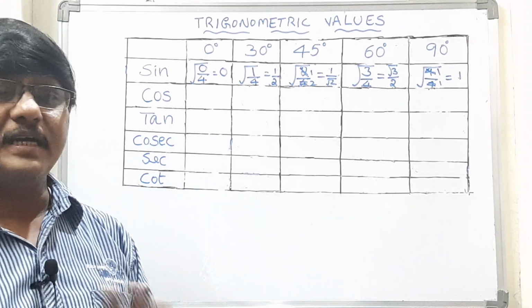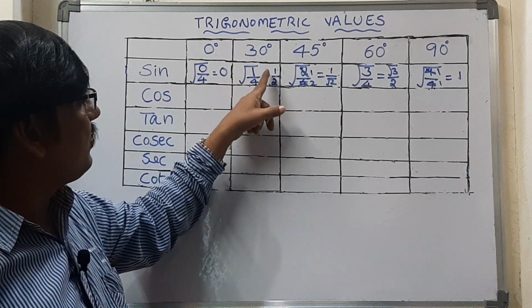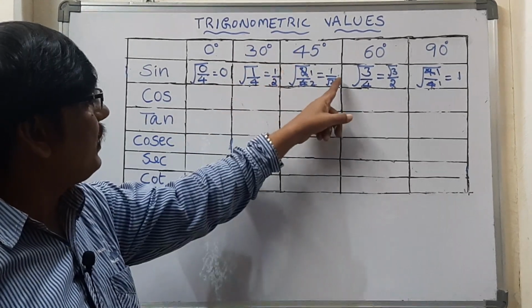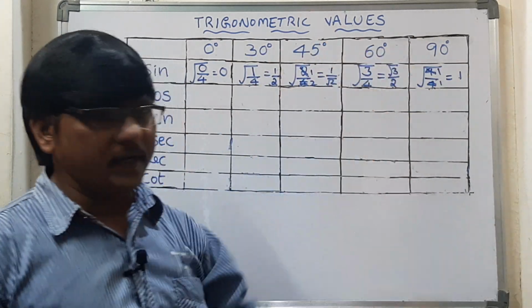99.99% of your job has been completed. These are all the values. See, sin 0 is 0, sin 30 is 1 by 2, sin 45 is 1 by root 2, sin 60 is root 3 by 2, and even sin 90 is 1.